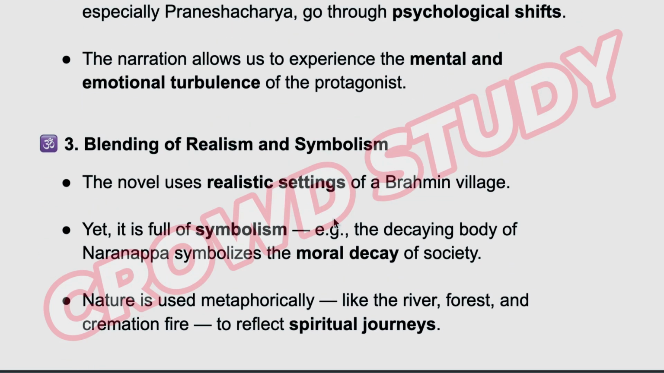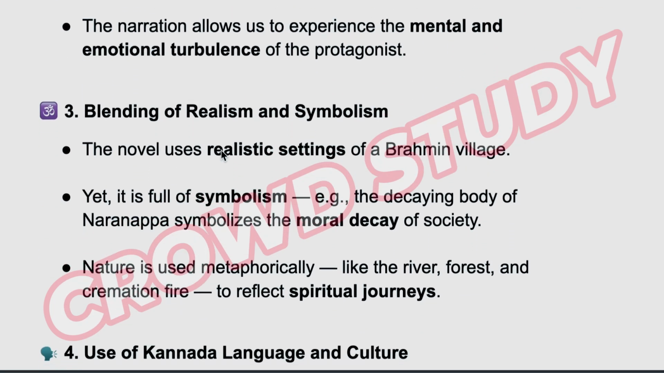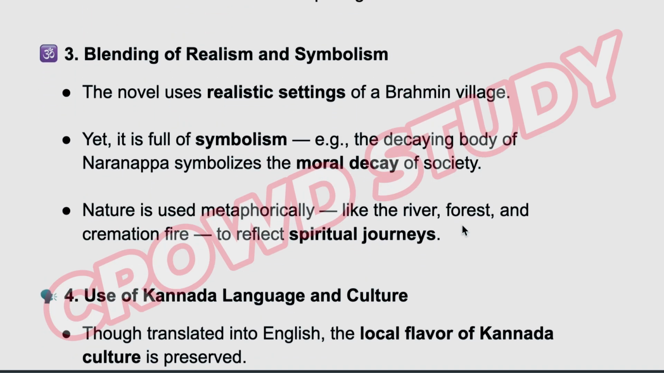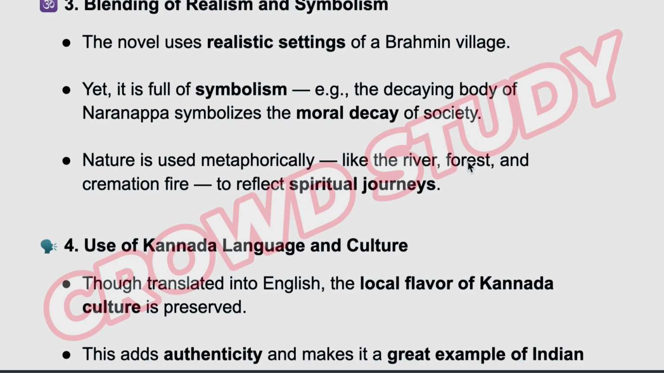Number 3. Blending of realism and symbolism. The novel uses realistic settings of a Brahmin village, yet it is full of symbolism. For example, the decaying body of Naranappa symbolizes the moral decay of society. Nature is used metaphorically, like the river, forest and cremation fire, to reflect spiritual journeys.